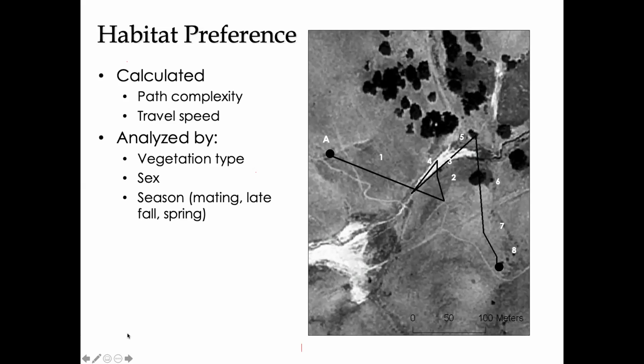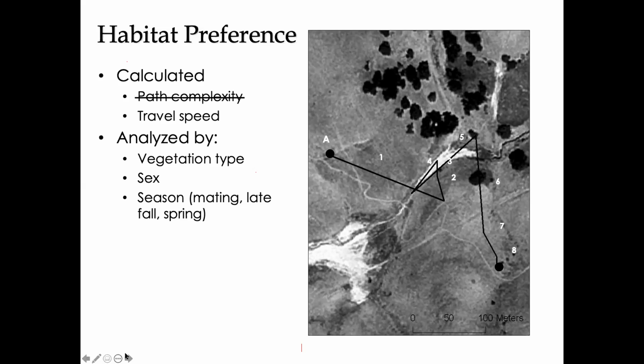Areas where their paths are more complex and their travel speeds are a little slower can be an indicator of a habitat type that's preferred, whereas they tend to move in more straight lines and faster through less optimal or less preferred habitat types. So I looked at these two movement types and how they were affected by the vegetation type, where the animal was, the sex of the animal, and the season, looking at the mating season, the late fall season, and the spring. And what I found was that path complexity didn't really vary across any of these factors.